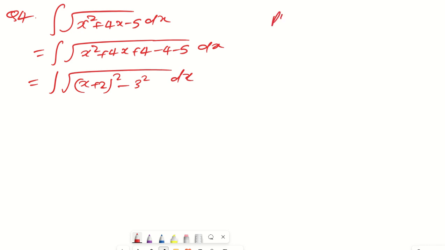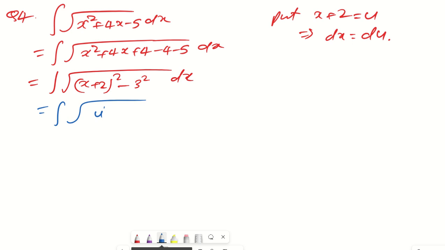So let us put x plus 2 is equal to u, then we are going to get dx is equal to du. So by putting that value, we are going to get square root of u square minus 3 square du. And you know already that the integral of square root of u square minus 3 square was what? U by 2 square root of u square minus 3 square minus, it will be what?